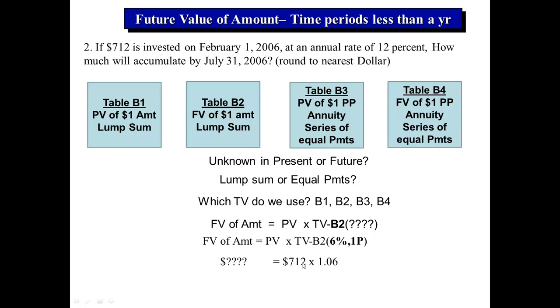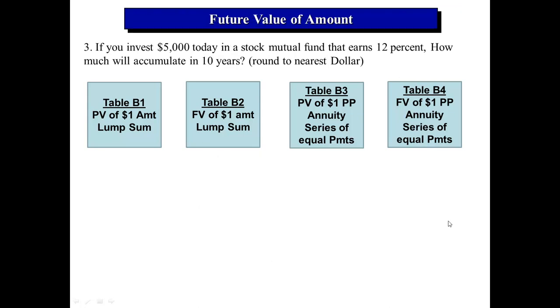So 6 months from now, $712 at an annual interest rate of 12%, which is a 6-month rate of 6%, will be worth $755. This is a partial year future value and amount problem. Another kind of problem: if you invest $5,000 today in a stock mutual fund that earns 12%, how much will it accumulate in 10 years?